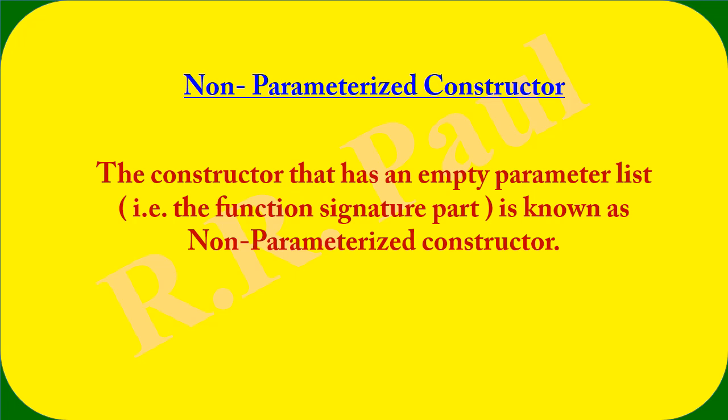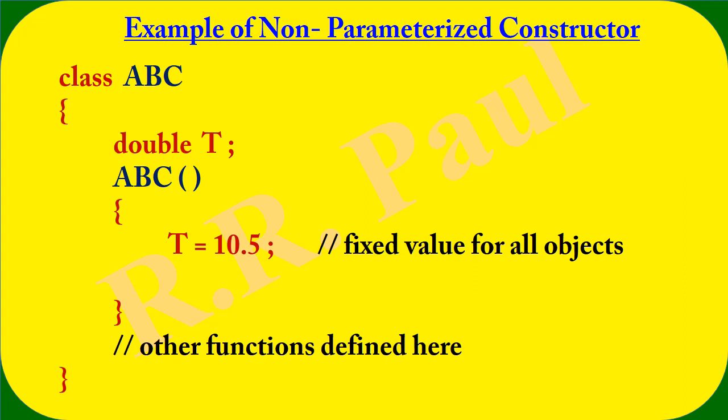A non-parameterized constructor is the one which doesn't have any parameters in its signature part. A related example is given on the screen. Look at this example. A class is taken, class ABC, with one instance variable double type T. Then we have a constructor without parameters.